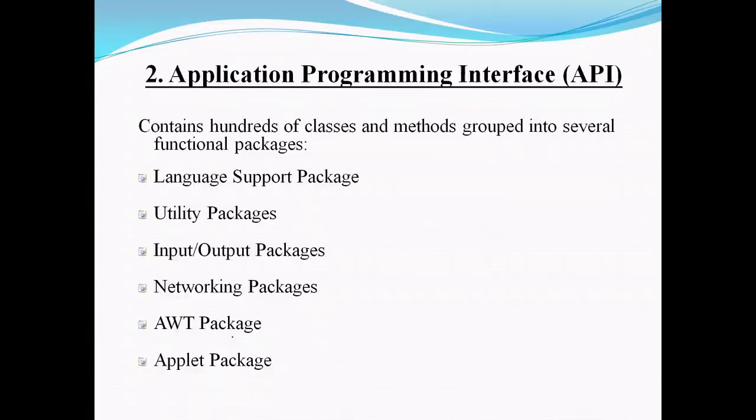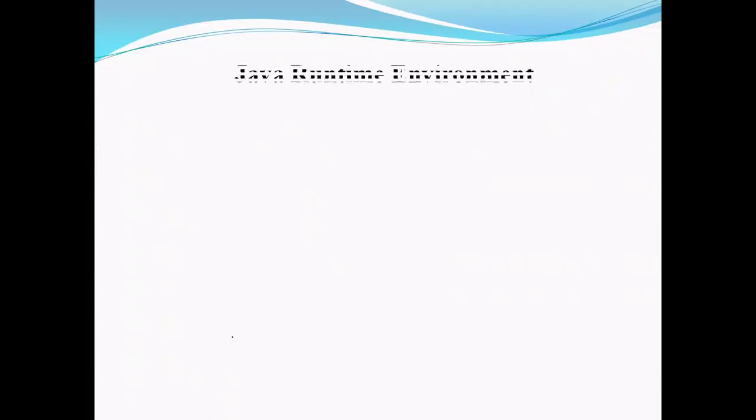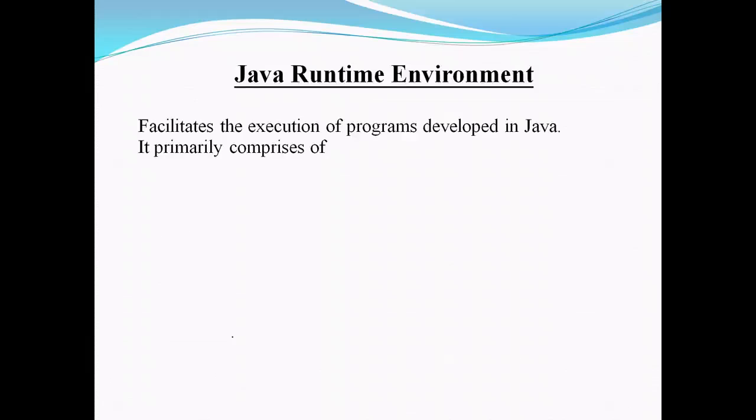The next thing which we will discuss is the Java runtime environment, which in short is called JRE. The Java runtime environment facilitates the execution of a Java program, and it primarily consists of the following things. So this helps for the execution of a Java program, and it includes the following things.